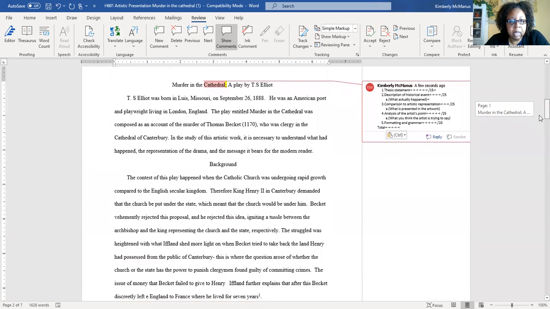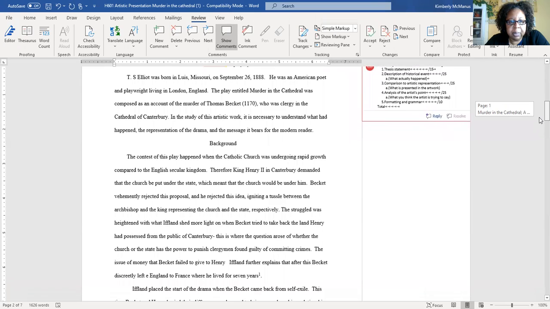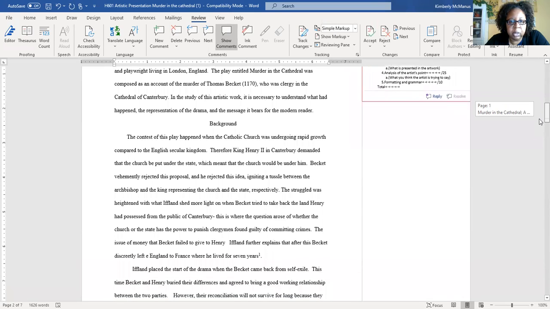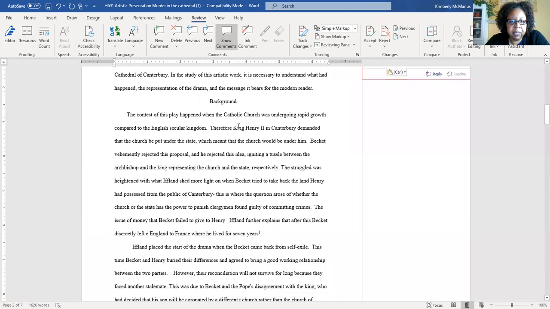All right. Background. So now you're giving a description of the historical event. What actually happened? The context of this play happened when the Catholic Church was undergoing rapid growth compared to the English secular kingdom. Therefore, comma, always remember that. Okay.